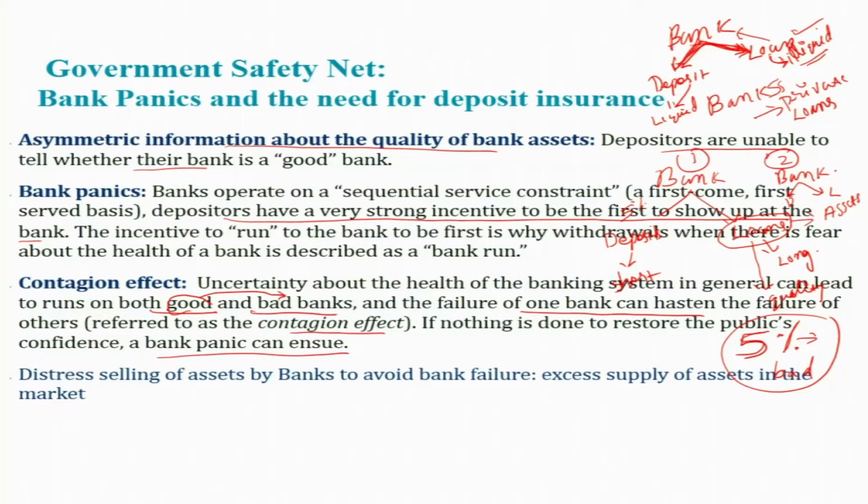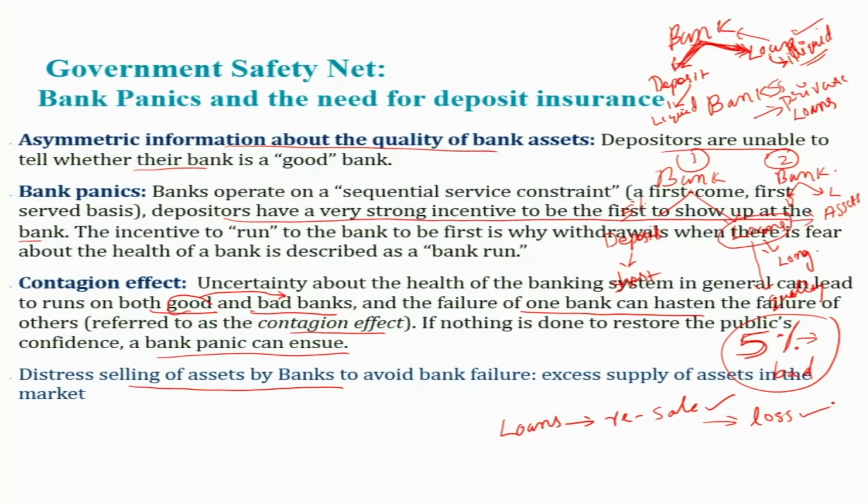So in this case also, suppose many customers are coming to the counter of a good bank to withdraw their deposits, then what they will be doing is making distress sales of their assets. Maybe all the loans they have, they will be reselling, because they need to pay back the deposits of the depositors. If the bank is doing distress selling of assets, they will be making lots of loss. There will be excess supply of assets in the market, especially during financial crisis time, when this kind of distress sale happens. When there is excess sale of assets, the price will come down, and then they will be making a huge loss.